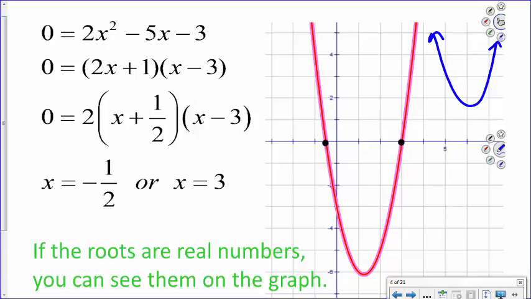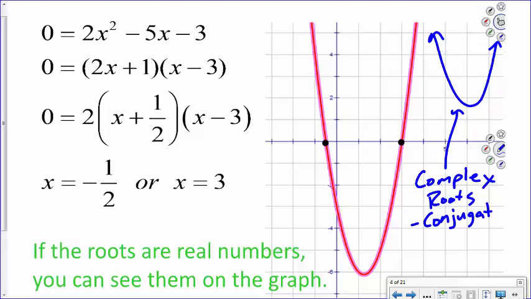What kind of roots are we going to have? Yeah, they're going to be complex, right, our imaginary roots. So in this case, if it doesn't cross the x-axis, you would have complex roots. And remember, they would be conjugates of each other, which means if one was like 2 plus 3i, the other one would be 2 minus 3i.